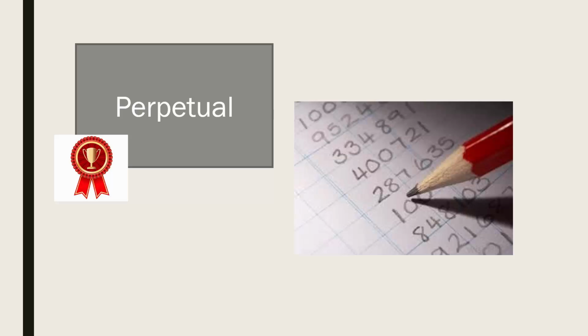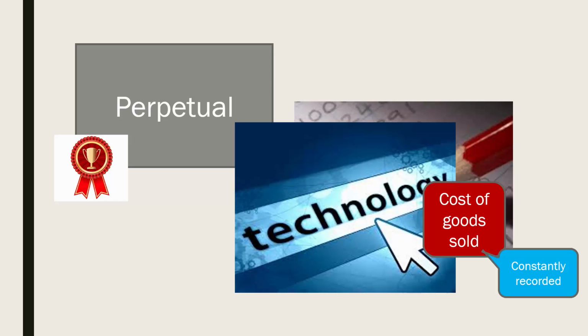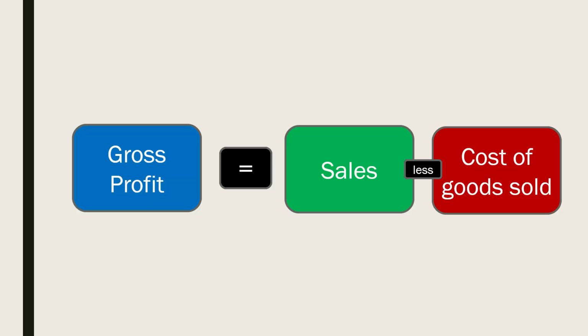The perpetual method keeps a record of each purchase of items into inventories and also each sale out of inventories as it occurs. That's right, each and every day. Technology has made this a much easier process to do in practice. It also has the great benefit that it allows the cost of goods sold to be constantly recorded as a firm makes each sale. This means a firm can calculate its gross profit, sales less cost of goods sold, on a real-time basis as it makes each sale.